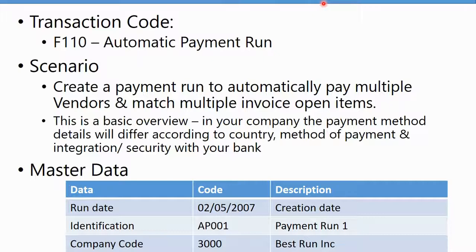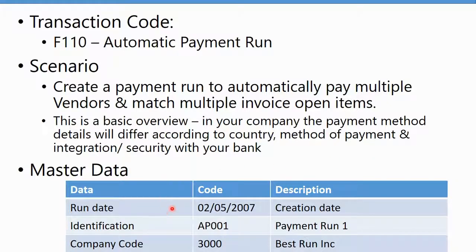So the scenario here is we want to create a payment run to automatically pay multiple vendors and multiple invoices at the same time, as opposed to the one-by-one manual method that we saw before. But remember, this is a basic overview. In your company, the payment method and the details will differ according to the country you're in, the method of payment. Is it an electronic payment? Is it a check payment? Is it a bank transfer? And also the integration and security with your bank. So this will be very specific for your organization. So we will cover the basics.